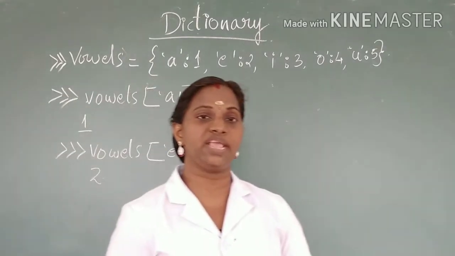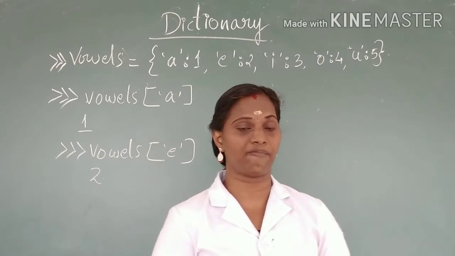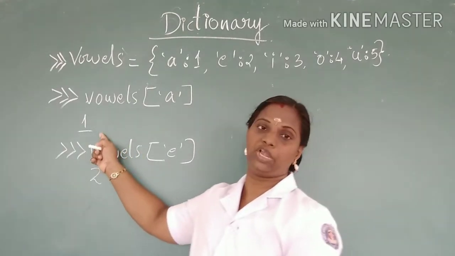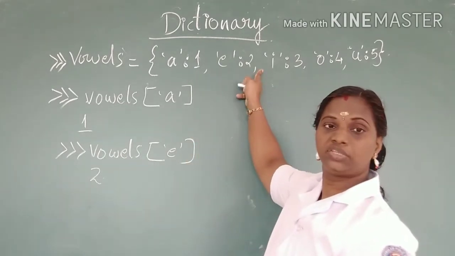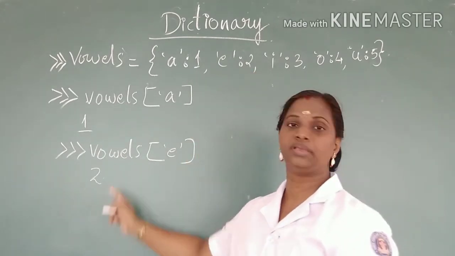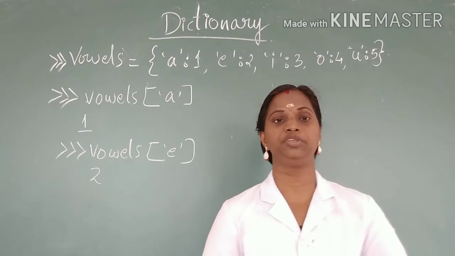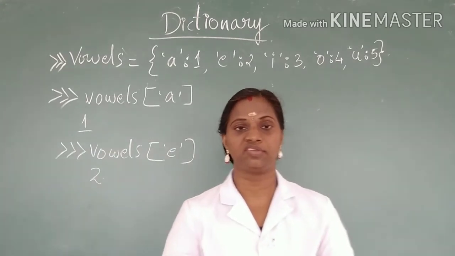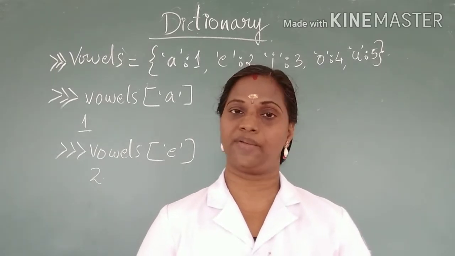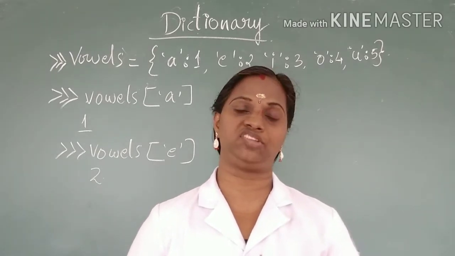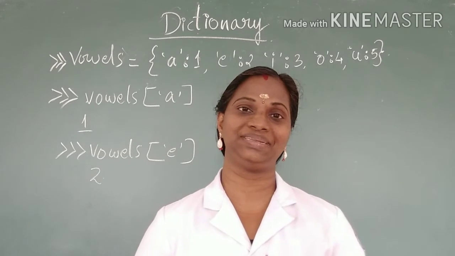The key A is pointing to the value A1. That's why it prints the value 1. The key E is pointing to 2. That's why it prints the value 2. Okay, so these are the different data types of Python. Now I believe you all understood all these topics clearly, isn't it?